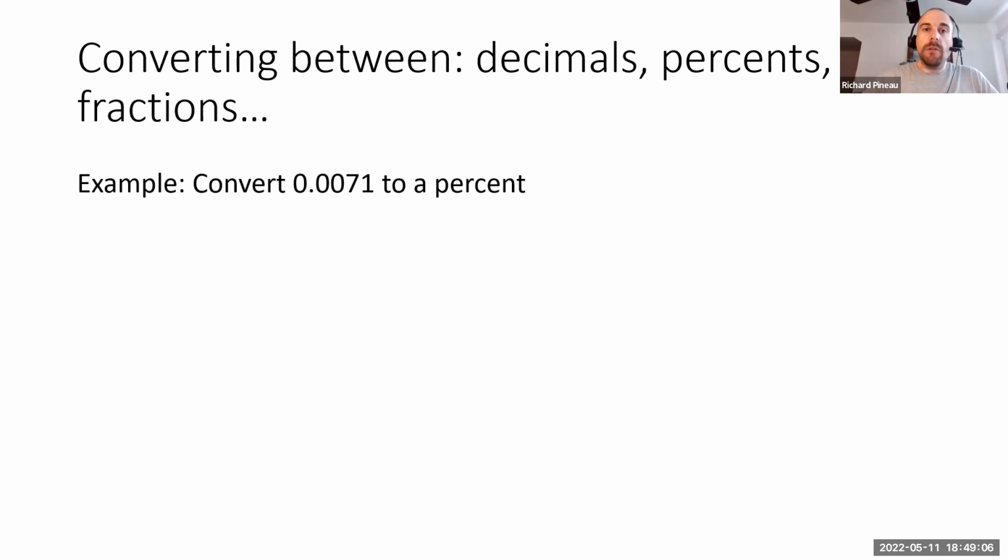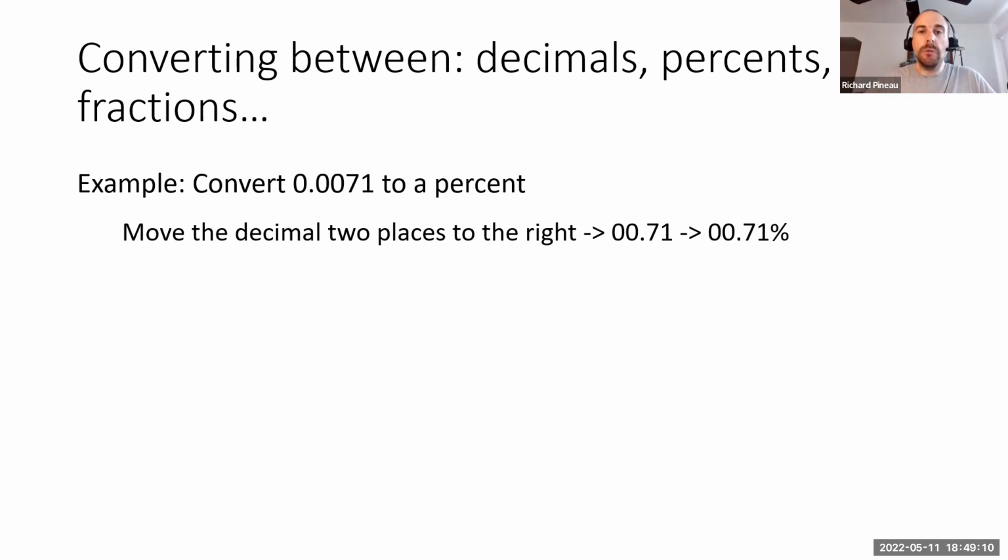How about 0.0071 to a percent? Okay, same way, we move that decimal 2 places to the right. So this would give us 0.71%. So again, a fraction of a percent. So this is less than 1%. Sometimes percentages work that way.